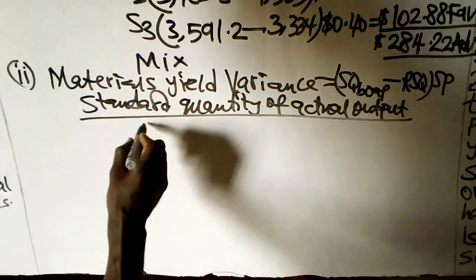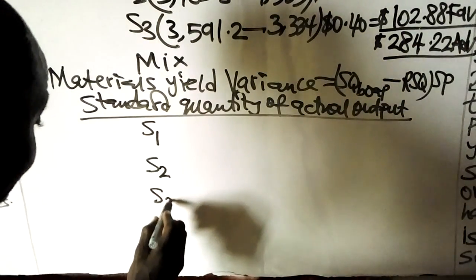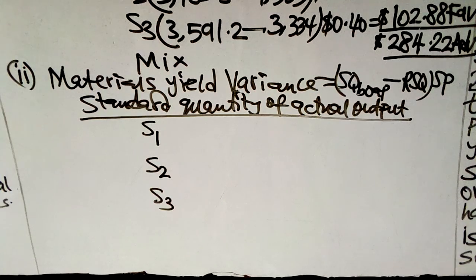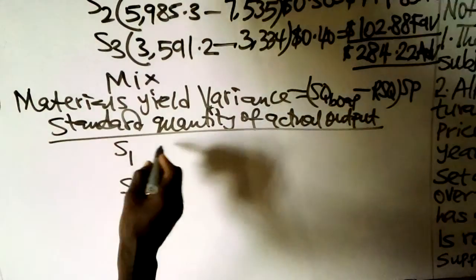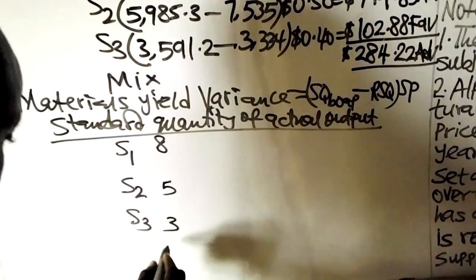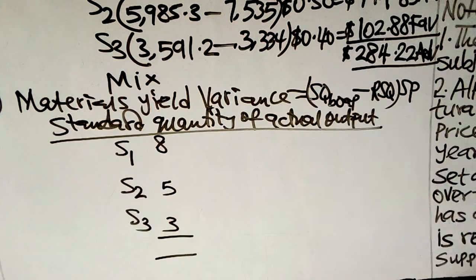So we have 3 materials: S1, S2 and S3. These are the 3 materials we have. The standard quantity is still 8, 5 and 3. Now, based on actual output. So when you sum it up, you have 16.